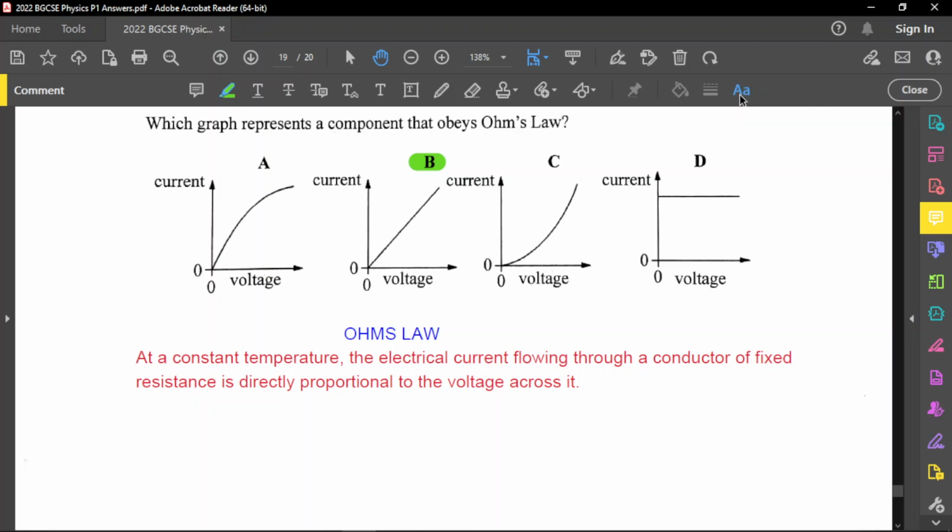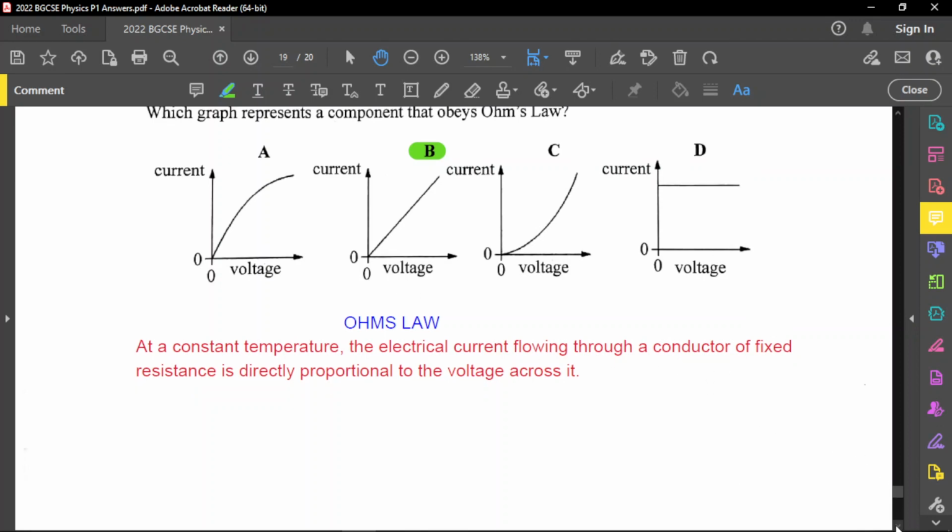Point to note, the key words here are directly proportional. If current and voltage are directly proportional, the only graph that shows direct proportionality is graph B. Direct means it must pass through the origin and must be a straight line like that, which means as one increases, the other will also increase. So option B is the correct answer there.